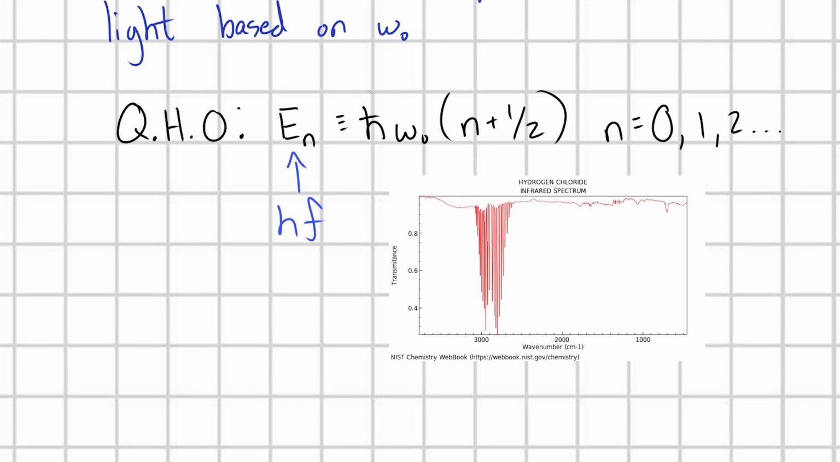But the main idea is that this omega naught parameter here is your key factor that's telling you that there is a unique way to fingerprint different molecules and functional groups based on the masses of your atoms and the strength of the bond between them.